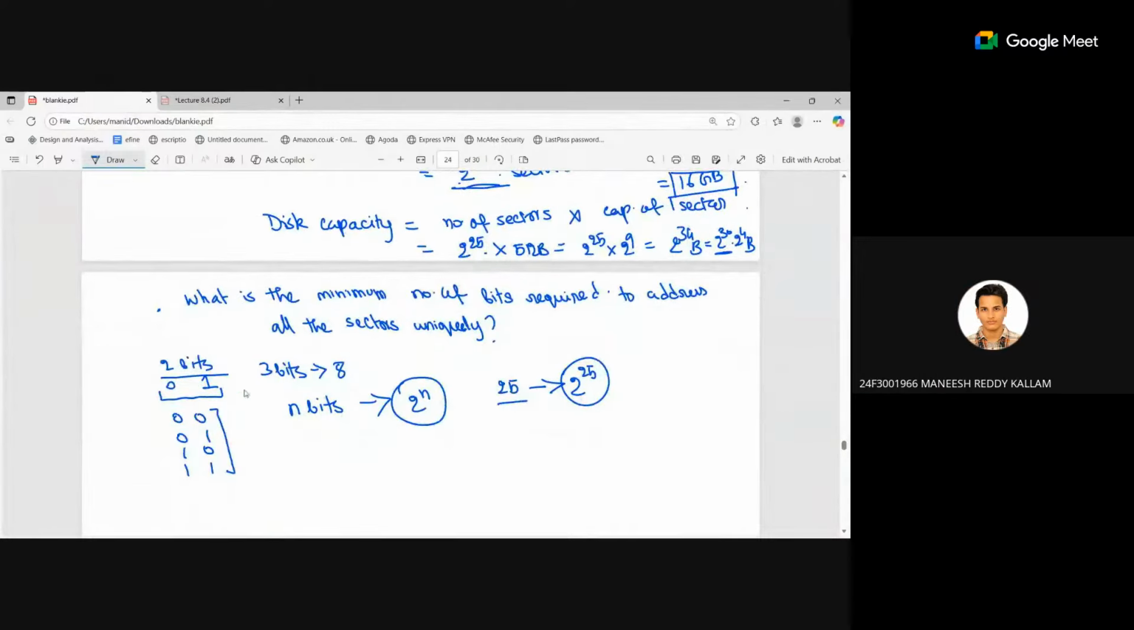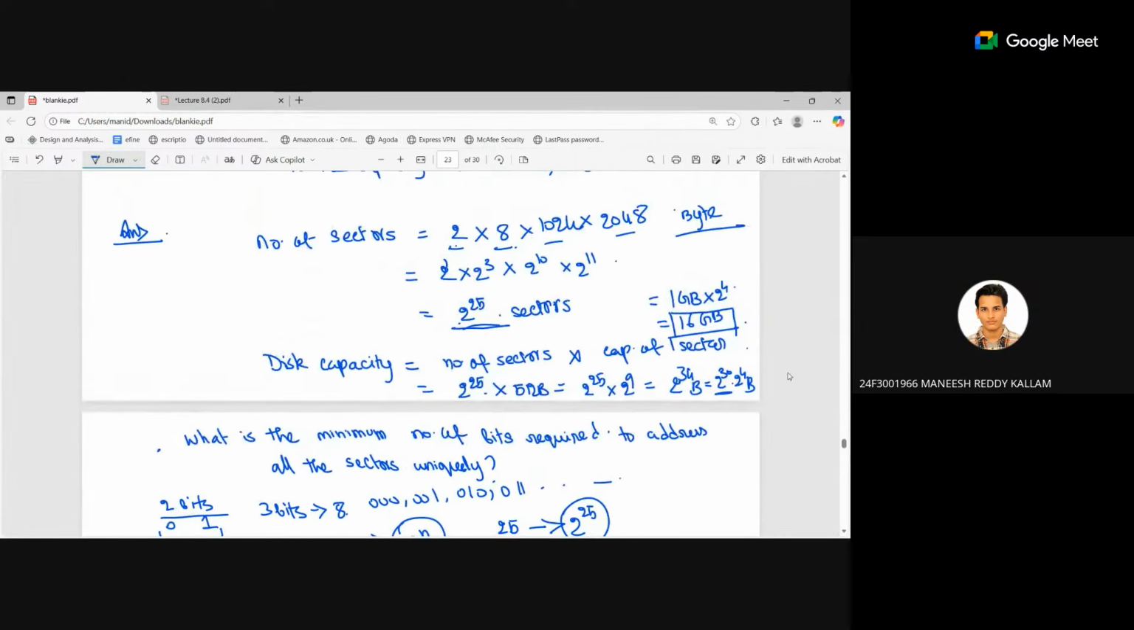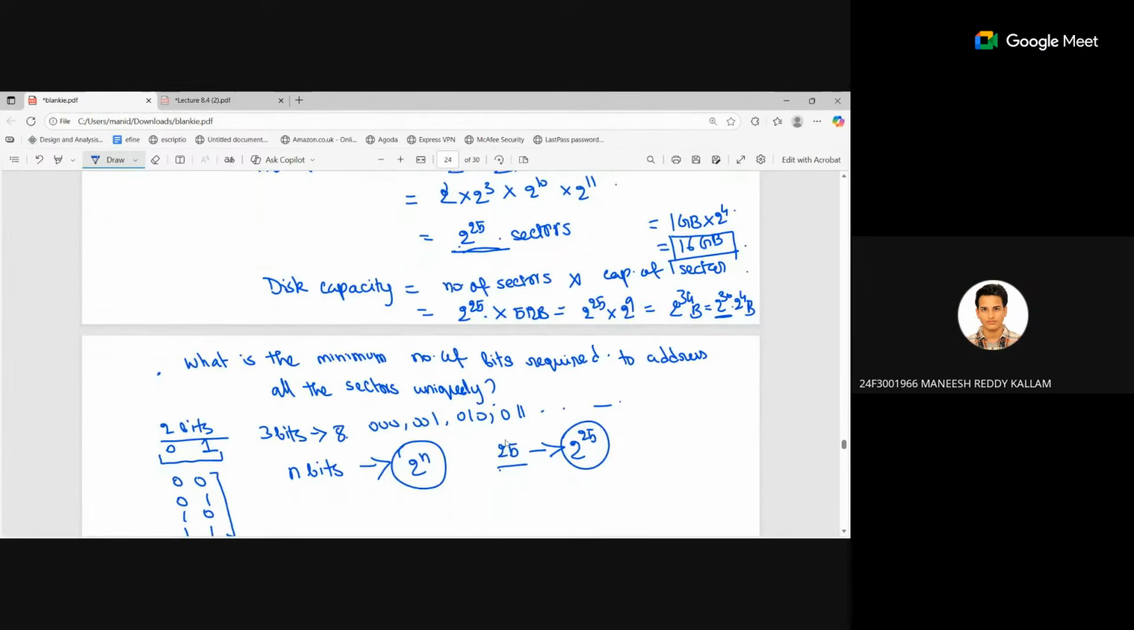Each of these combinations is unique, right? For 8 bits, I have combinations like 0 0 0, 0 0 1, 0 1 0, 0 1 1, and continue. So if you have 25 bits, you can easily uniquely address 2 power 25 sectors. If we want to uniquely address all of them, we need at least 25 bits.